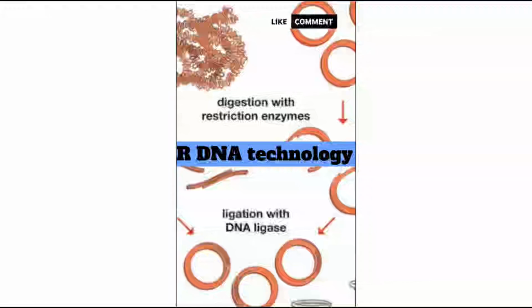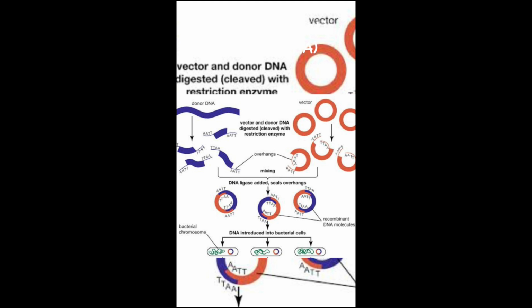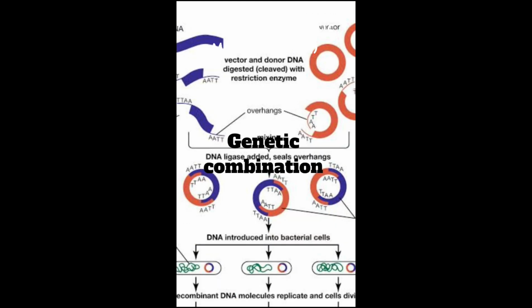Recombinant DNA technology is a technique used to join together DNA molecules from different organisms and insert them in a host organism to produce a new genetic combination. So let's know the step-by-step process.